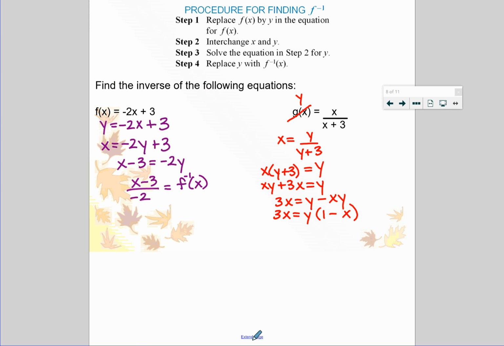Well, the y is multiplied by that parentheses, right? And you want to get rid of that parentheses? So what's the opposite of multiplying? Divide by that parentheses. 3x over 1 minus x equals y, which if I put back in my function notation would be g of x with my inverse sign.